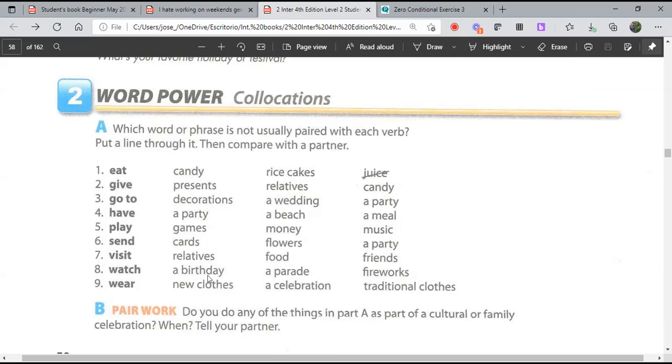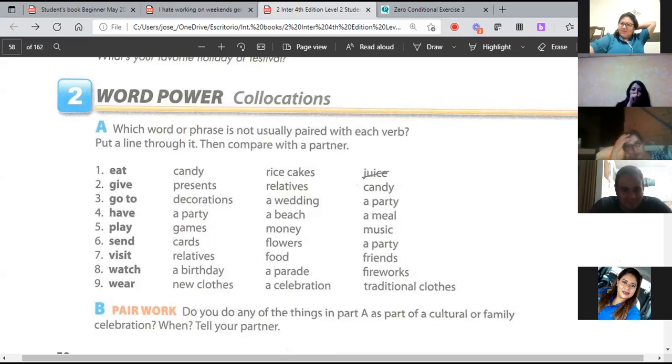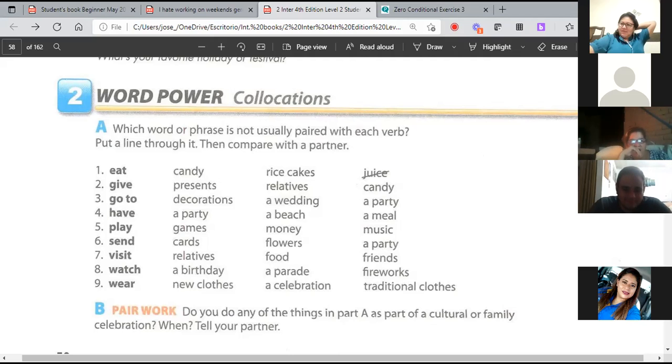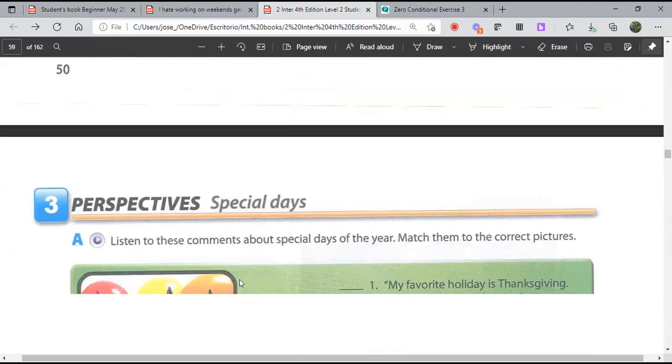Good. Yeah, we can say parade. Estos son los famosos desfiles del 15 de septiembre. It's a parade, right? Parade. Good. The next one. Nine. Wear new clothes, wear a celebration, or wear traditional clothes. Which is the one that does not belong, Mr. Jimenez? Yes? A celebration? Yes, you're right. You don't wear a celebration. You wear a costume, ¿verdad? Usted se pone un disfraz, que es costume. Okay? Good. Thank you.